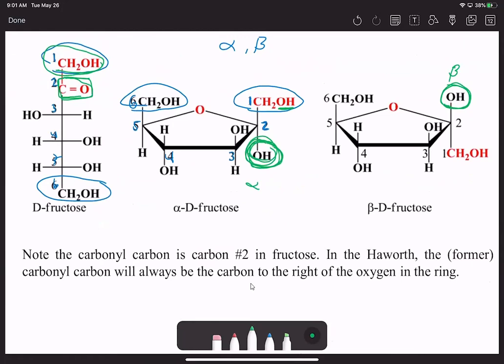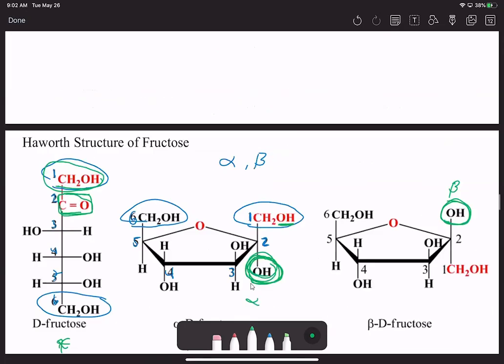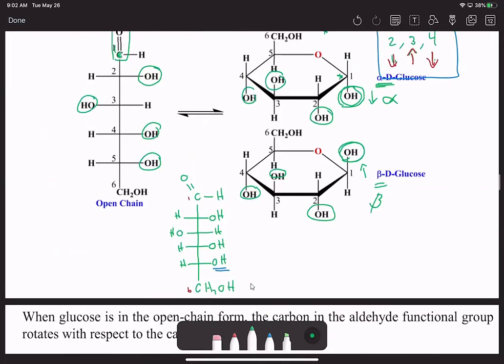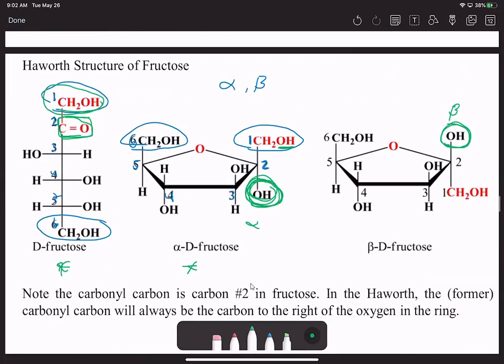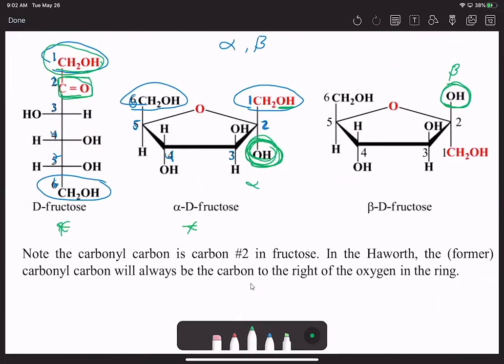And other structures that you do need to be aware of: yes, you do need to know the Fischer projection for fructose and the Haworth structure of fructose. Just like you need to know for the exam the structure of glucose, Haworth structure, and Fischer projection for both glucose and fructose. The pattern for fructose, instead of looking at carbons number 2, 3, and 4, we're simply just going to look at carbons 3 and 4.